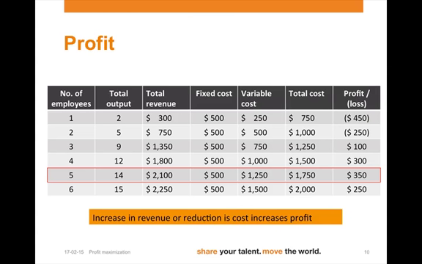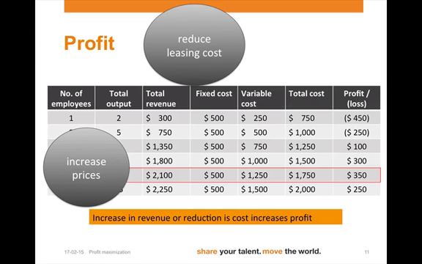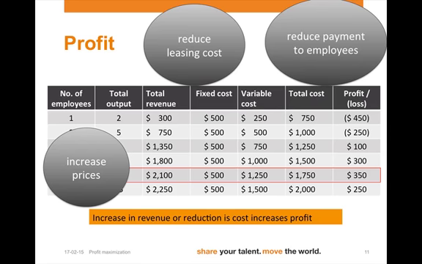An increase in revenue or a reduction in cost increases profit. To increase revenue, a company can increase prices. If we're talking about decreasing fixed cost, they will have to reduce the leasing cost in this example. And if we're talking about a reduction in variable cost, we need to talk about the reduction of payment to employees.